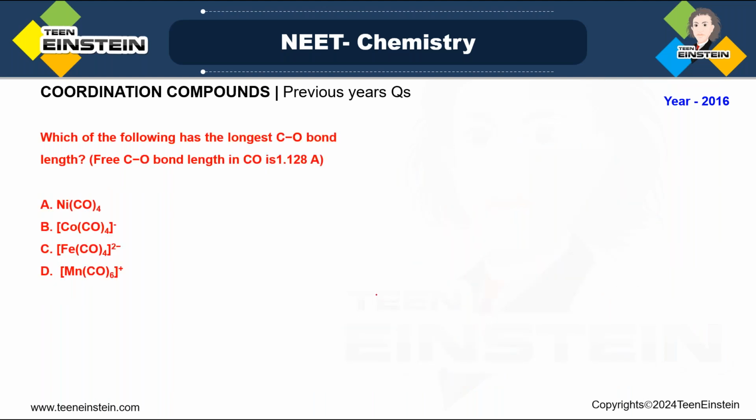Which of the following has the longest carbon-oxygen bond length? Now, this is metal carbonyl complexes, obviously, from the options that you can see. Here, free CO bond length is also mentioned, though that value is not required, it is just extra information. But in which case there will be maximum bond length of carbon oxygen? It is basically related to back bonding.